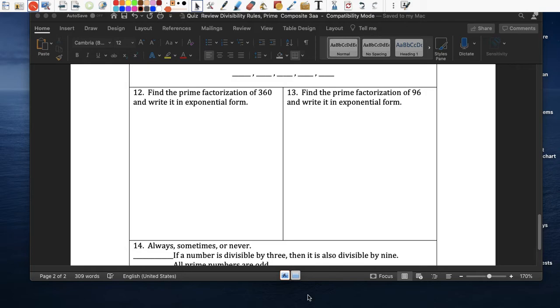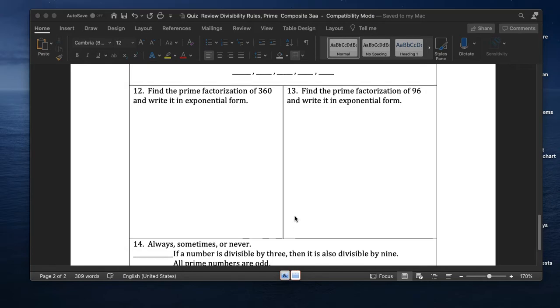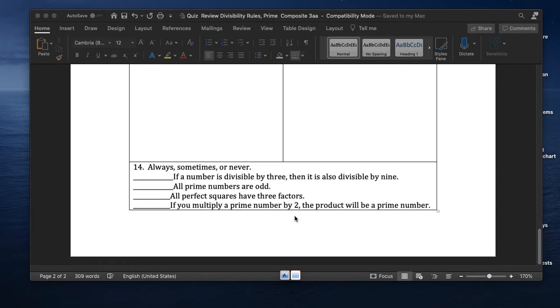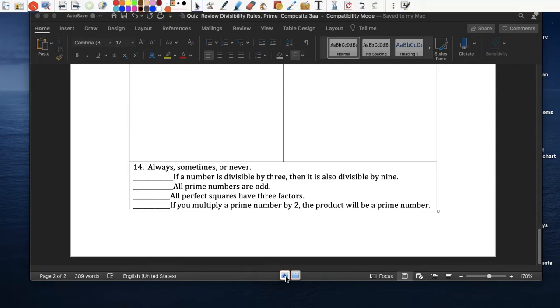At the bottom, 14, the last question here. So I want you to write in the blank space: is it always, siempre, sometimes, that's what it says, or nunca? So if a number is divisible by 3, then it's divisible by 9. Is that true? Never true? Or sometimes true? Let's pick a number like 12. 12 is divisible by 3, yes? So if 12 is divisible by 3, is 12 divisible by 9? Is the answer yes? No, right?